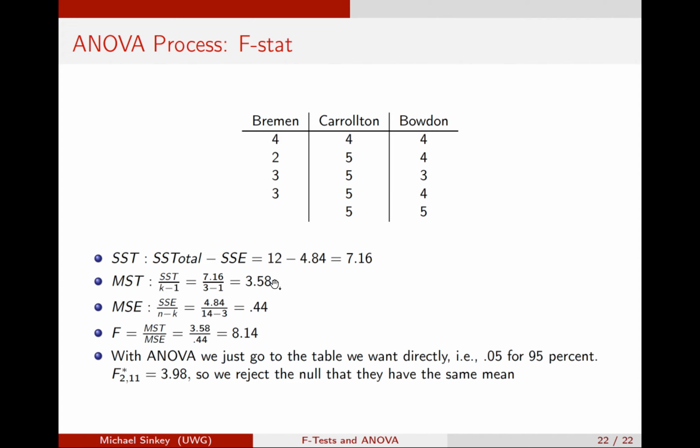degree of freedom, 3.58. Sum of squared errors, 4.84, divided by n observations minus 3 categories, we have 0.44. The F-stat, take 3.58 divided by 0.44, we have 8.14.